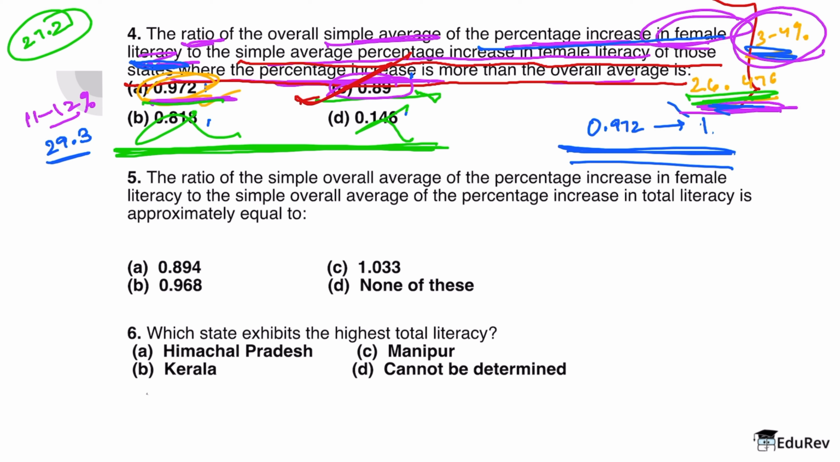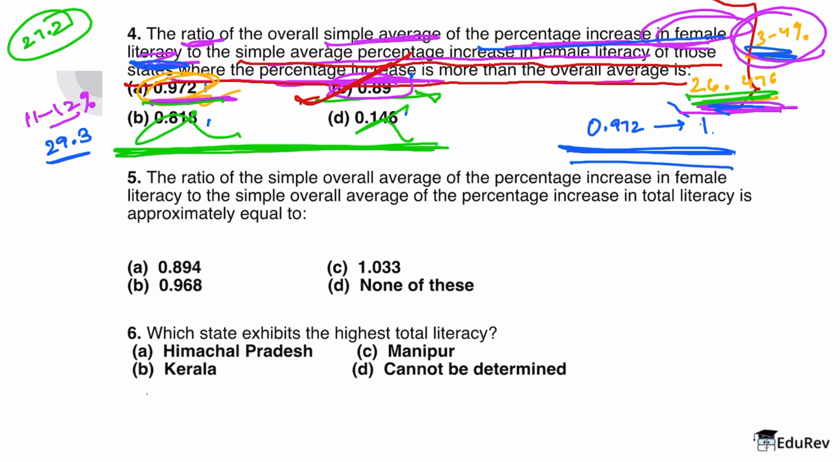Of those states where the percentage increase is actually more than the overall average. Okay, so we went to the table, we actually found out the number of states. Those were 5 in which we needed to deal with. And what were those 5 states? Those 5 states were Himachal Pradesh, Haryana, Karnataka, Kerala and Manipur. Alright, and then we calculated how?